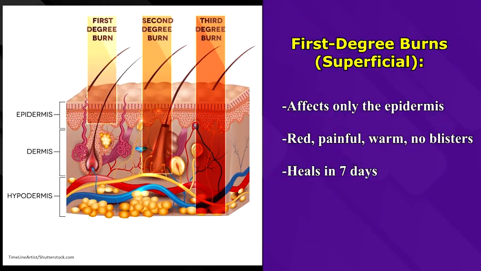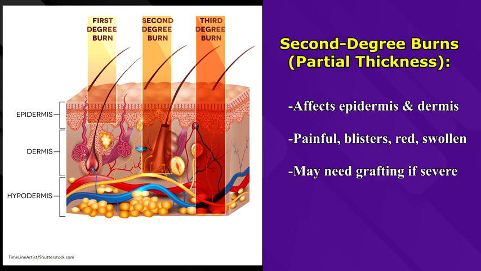So with first degree burn, this is superficial. It affects only the epidermis. It's going to be red, painful, warm, no blisters, and typically heals in 7 days. Second degree burns, also known as partial thickness, affect the epidermis, dermis, and they can be painful, have blisters, red, swollen, and they may need grafting if severe.